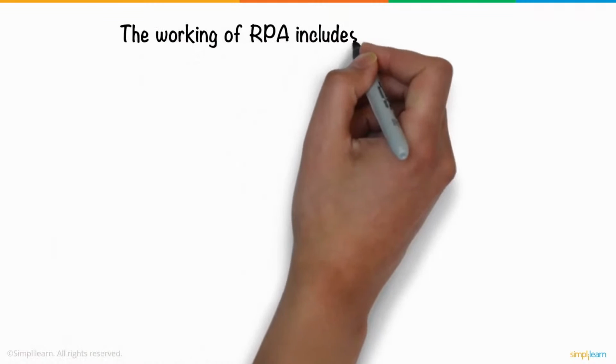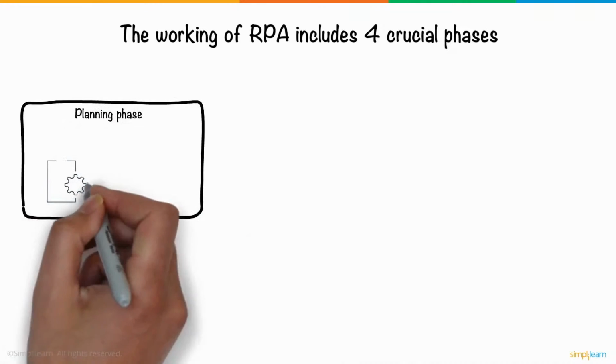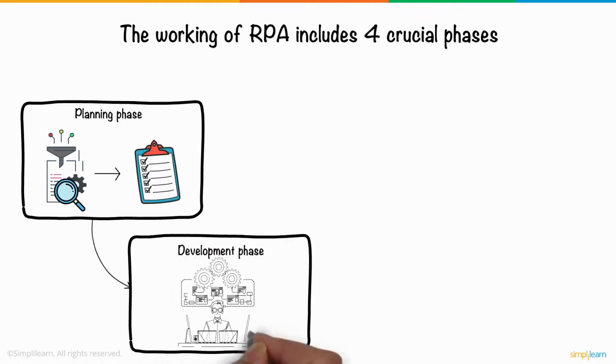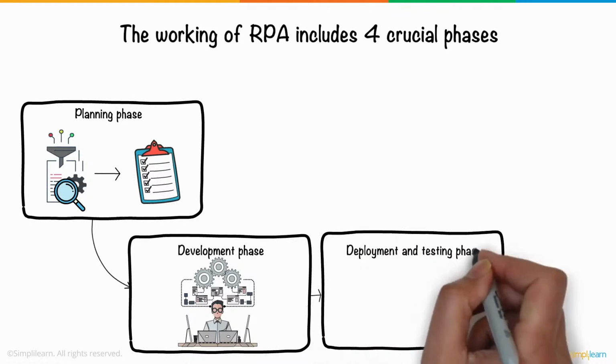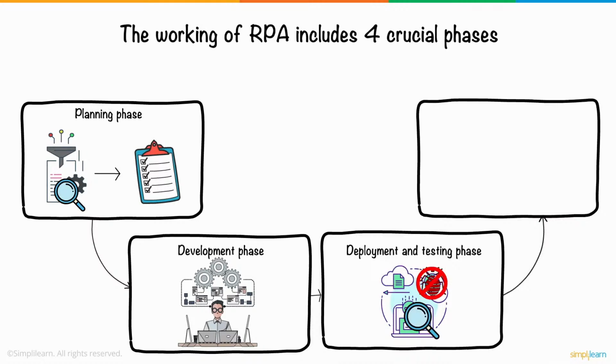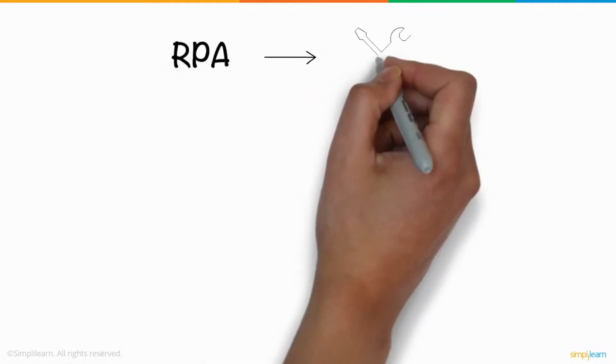The working of RPA includes 4 crucial phases. 1. The planning phase typically involves gathering the processes to be automated, identifying the test objects, and finalizing the implementation approach. 2. The development phase includes the creation of automation workflows as per the agreed plan. 3. Deployment and testing is a vital phase, since it uncovers any unexpected outages and ensures a bug-free product. 4. Lastly, there's the support and maintenance phase, which ensures that the product is continuously updated with smooth deployment across the user base.